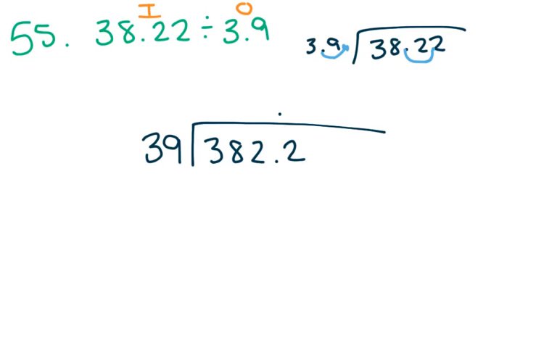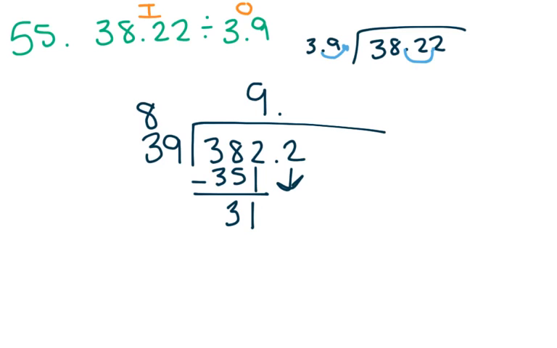Go ahead and line up your decimal. We're going to see how many times 39 can go into 382. Look at how many times 3 can go into 38. Okay, 3 can go into 38 10 times, but we can't write two numbers, so let's go down to 9. 9 times 9 is 81. 9 times 3 is 27. 27 plus 8 is 35. 2 minus 1 is 1. 8 minus 5 is 3. 31 is less than 39.